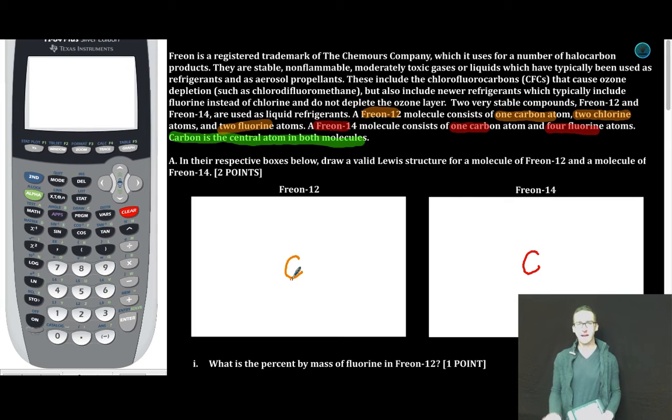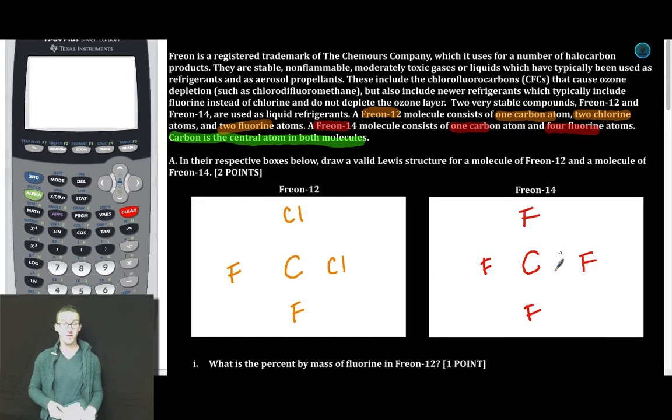However, if you recognize that carbon is the central atom and carbon must follow the octet rule, and that in each example it's surrounded by four atoms, in Freon 12, two fluorine and two chlorine, and in Freon 14, four fluorines, you should be able to recognize that the type of bond that's going to exist between the central carbon and each of those surrounding atoms is going to be a single bond in each case. Again, because carbon must follow the octet rule. Now, I'm going to complete the Lewis structures by including the lone pairs that we see on all of the terminal atoms.